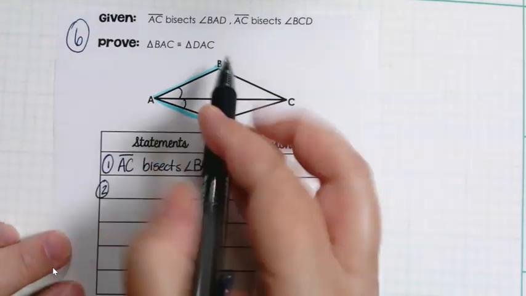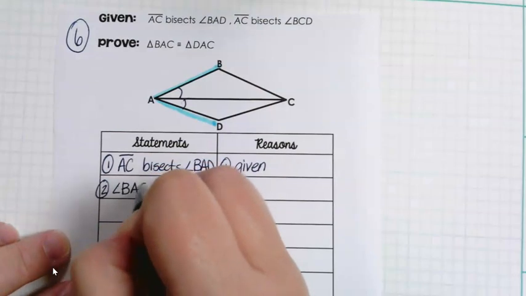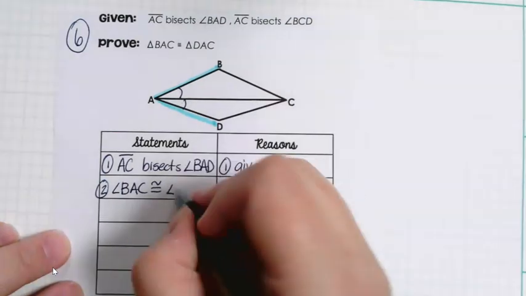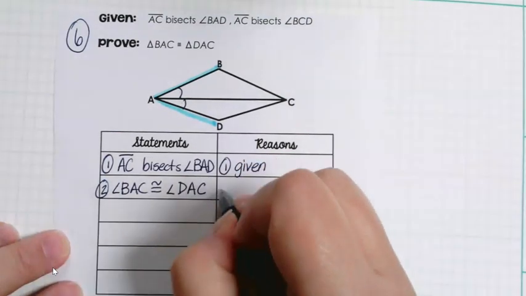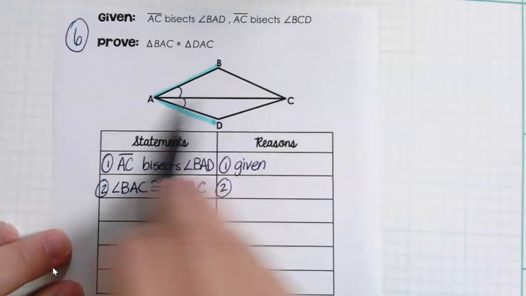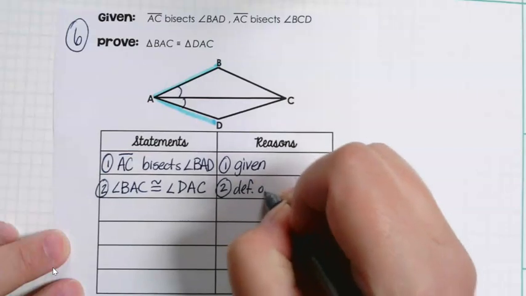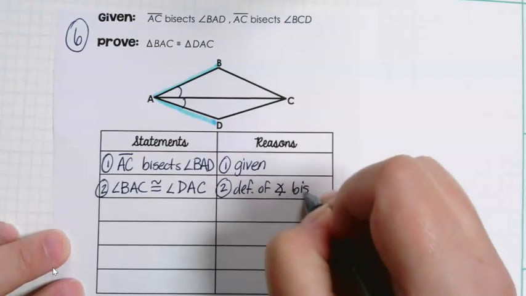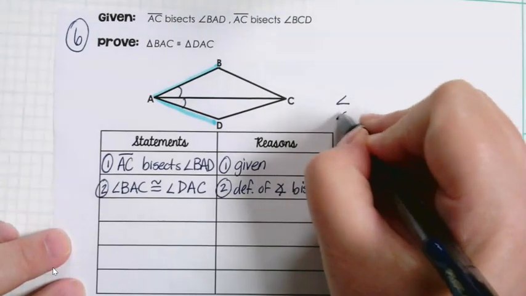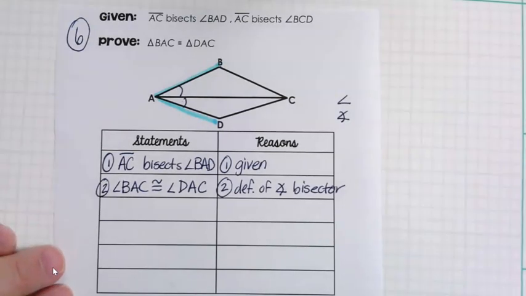So angle BAC must be congruent to angle DAC. And I know that because you told me this segment bisected this angle. So that's the definition of angle bisector. And by the way, if I haven't mentioned this, an angle symbol can be written like this or like this. It really doesn't matter. They mean the same thing. I tend to go back and forth.